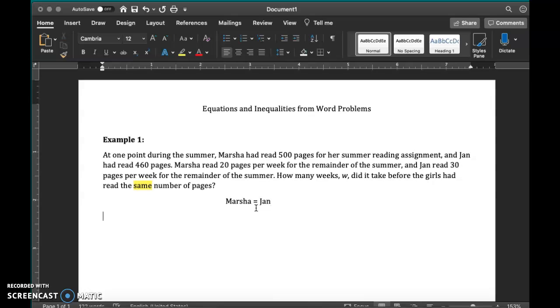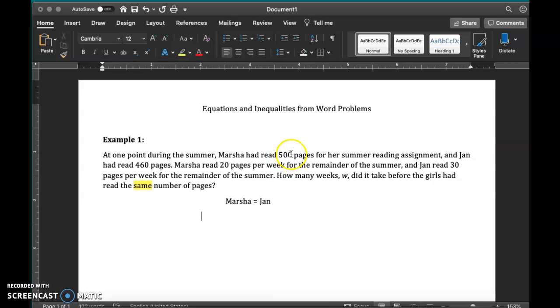On the left side, I'm going to have Marcia's stuff. On the right side, I'm going to have Jan's. Does it really matter? No, because with an equal sign, the things are equal. It doesn't matter which one's on the left or the right, but that's just one way we can set it up. So now let's go back and think about what we know about Marcia.